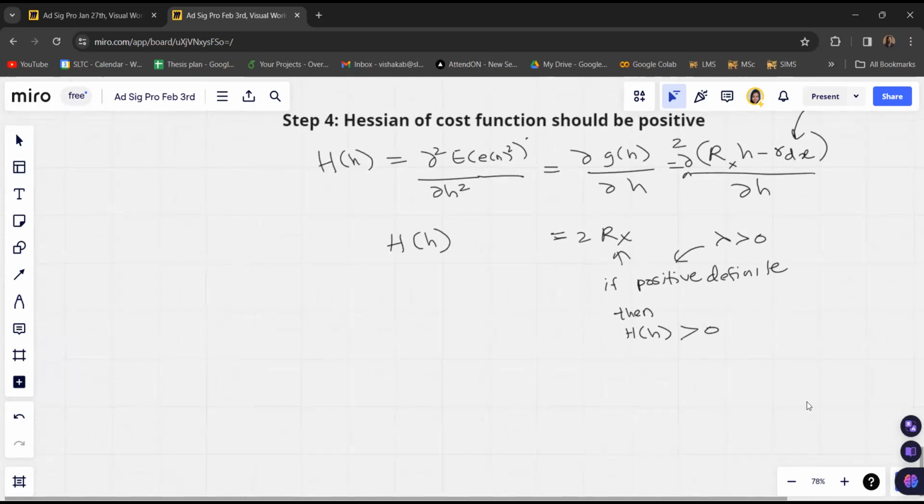If some matrix is positive semi-definite, that means that some of the eigenvalues could be 0, but others are positive. So the eigenvalues can be either 0 or positive if it is a positive semi-definite matrix. But if it is a positive definite matrix, that means all the eigenvalues of that matrix are going to be above 0, that means they are positive. If that is the case, the Hessian is going to be positive. If the Hessian is positive, then we know for sure that the cost function has a minimum.